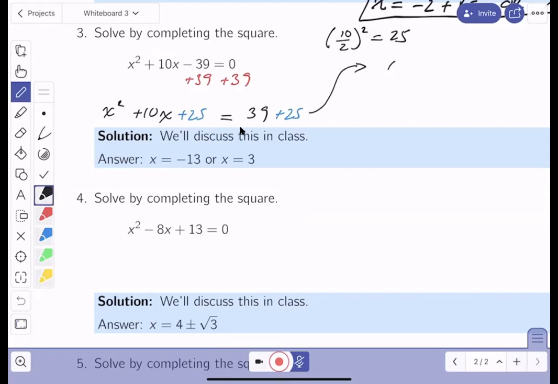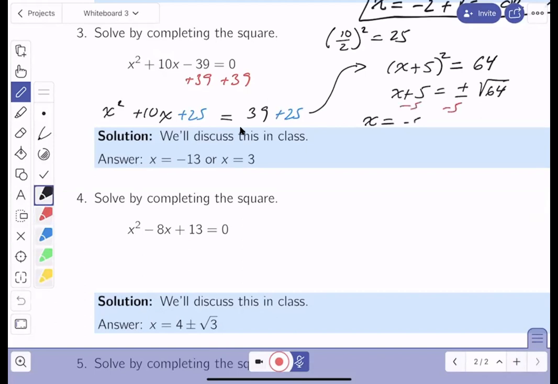On the left side, you get a perfect square, which is x plus 5 squared. On the right side, what do you get? Well, 39 and 25 is going to be 64. Square root rule: x plus 5 equals plus or minus the square root of 64. I'm going to subtract 5 from both sides. And what do you get?